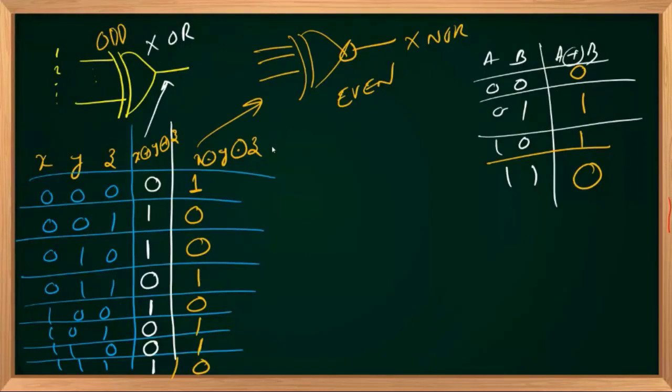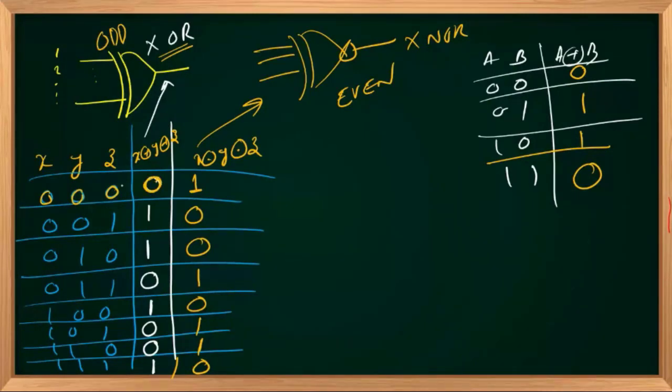For the triple zero case, the definition for XOR is that an odd number of ones should be there at the input. Look at the triple zero case: 0, 0, 0. Number of ones is 0, and 0 is an even number. Number of ones should be odd in the case of XOR to produce output equal to 1. So triple zero implies no logic ones, and 0 is treated as an even number, so the output will be 0.